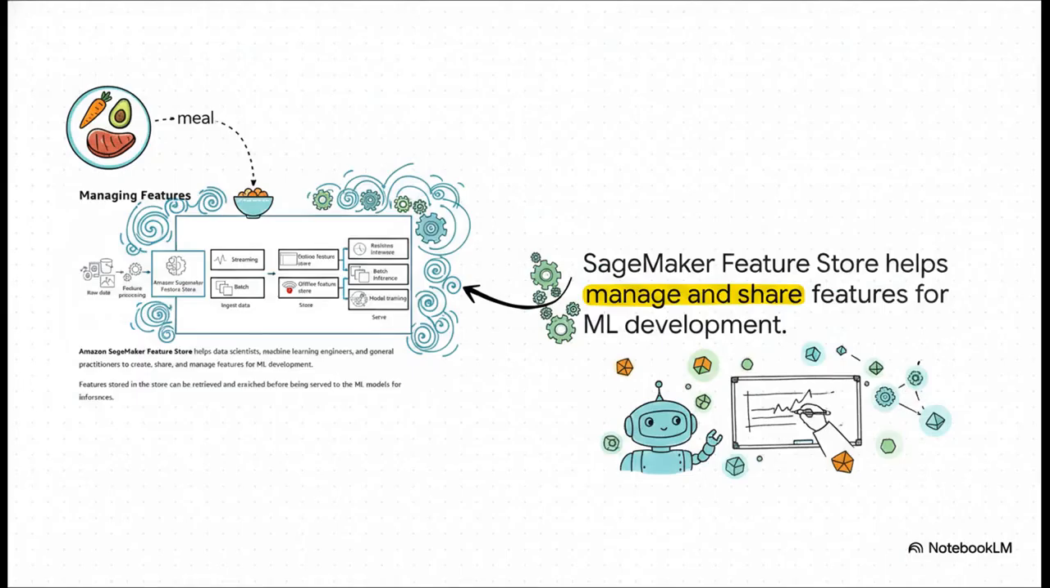Think about it like this. Every great meal needs high-quality ingredients. For AI, those ingredients are data features, which are basically just the individual, measurable properties in your data. A tool like the SageMaker Feature Store is absolutely critical here. It helps you manage and share all these features, making sure they're clean, consistent, and ready for your model.